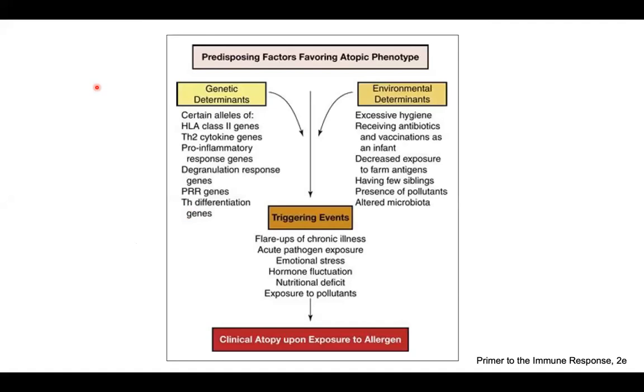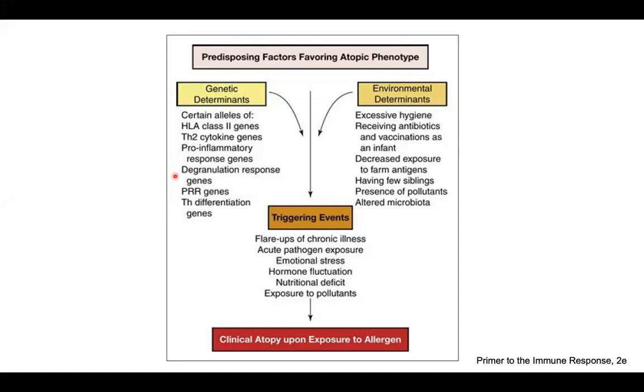Okay, so just summarizing your predisposing factors. You have your genetic determinants. The genetic determinants could involve different types of genes whose products are involved in the immune response. For example, HLA, your cytokine genes, especially the ones of the T helper 2 response, the genes that code for interleukin 4, 5, 13, and your pro-inflammatory response genes, which maybe are downregulated.